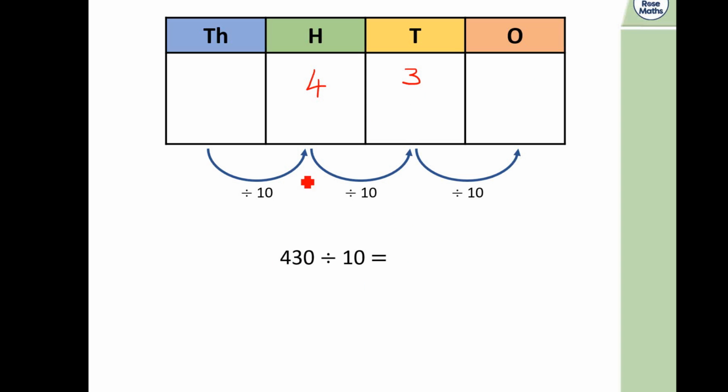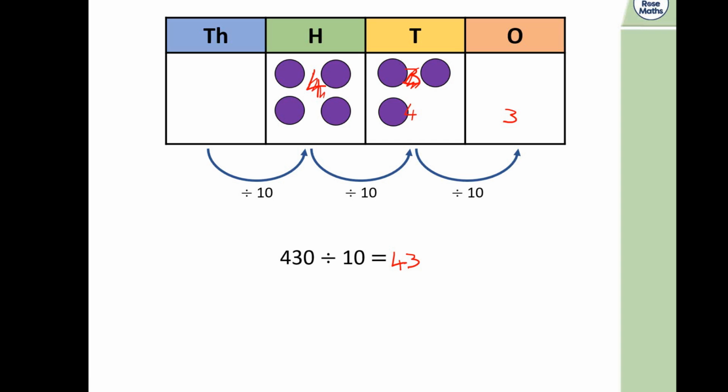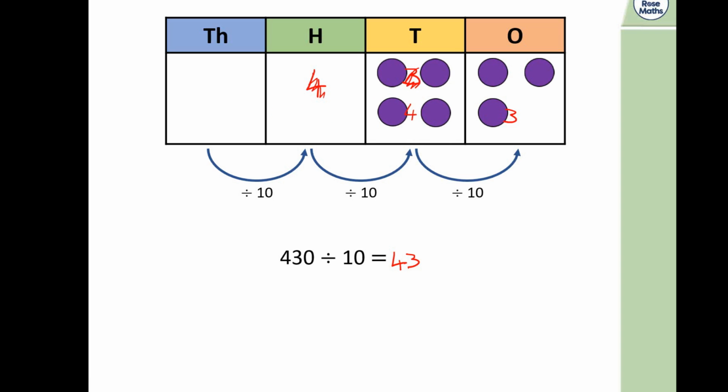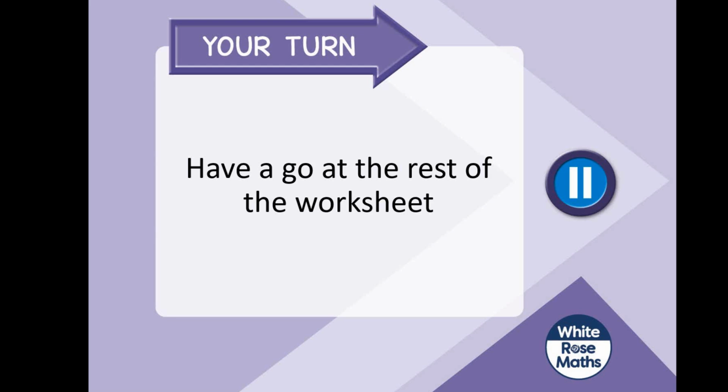So if we have to divide by 10, we have to move the 4 here, and we have to move the 3 here. Just ignore that for now. And our answer is 43. It's just showing you a different way of seeing it. Let's move on. Again with the counters. So here we go. We move the 3 down, and then we move the 4 down. And we have the answer 43.